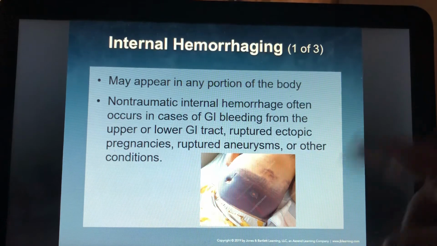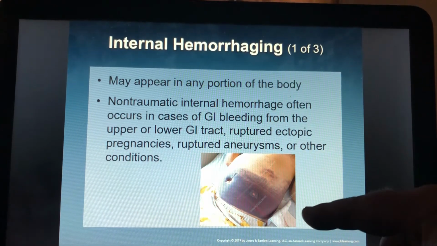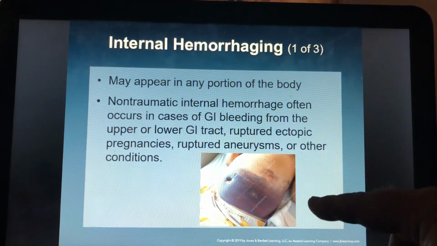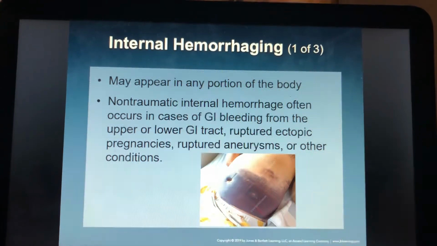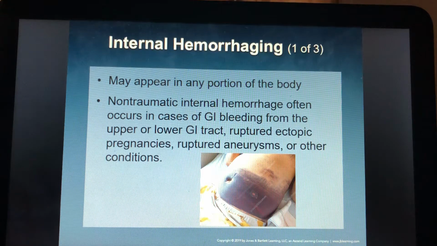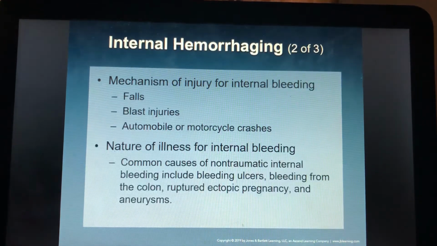This is, guys, obviously in the hospital, and he's been there for a minute, and he has bruising that is very notable. You will not have that. Again, I go back to high index of suspicion. You need to be able to see and think that there could be possible damage done that you're not seeing, because bruising is a late sign. Mechanisms of injury for internal bleeding: falls, blast injuries, automobiles, motorcycle vehicle crashes, some of the things we've already talked about.